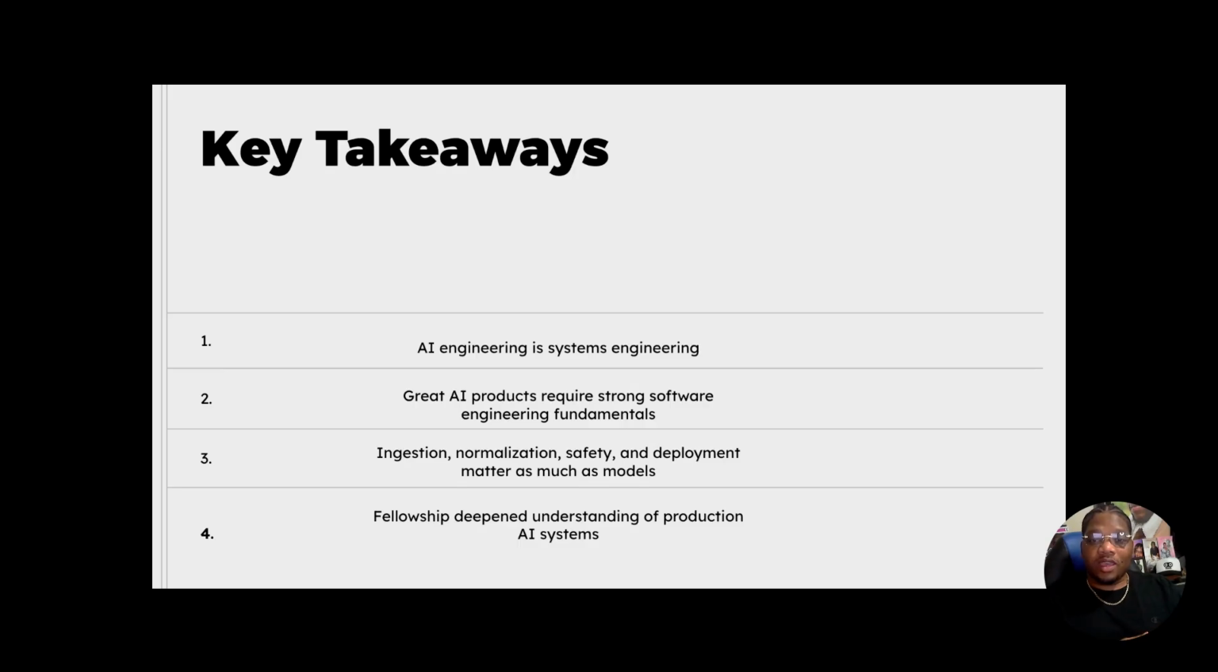Next is great AI products require strong software engineering fundamentals. I feel like if I didn't have the coding experience that I have, or didn't understand code at all, I would have really struggled when it came to picking up these concepts. Next is ingestion, normalization, safety, and deployment matter as much as models. You can have a really great model, but if the system that you use to use that model, such as the ingestion, normalization, safety, and deployment, if those things aren't also great, then the product just won't work well, and it also won't be consistent.